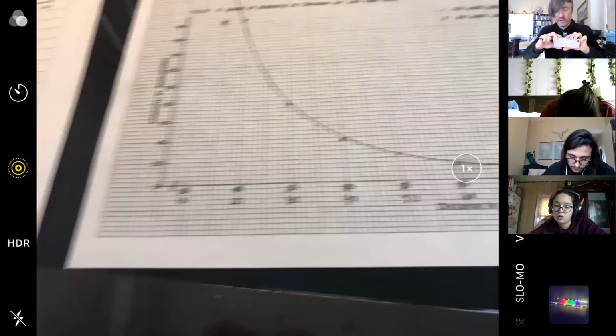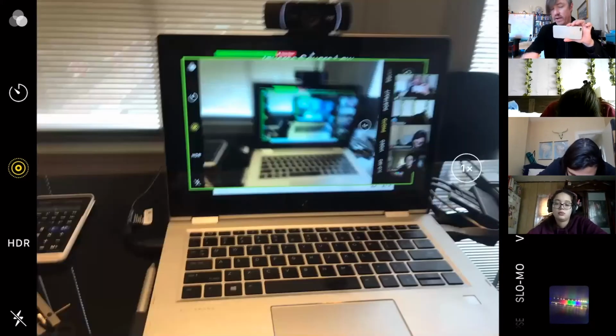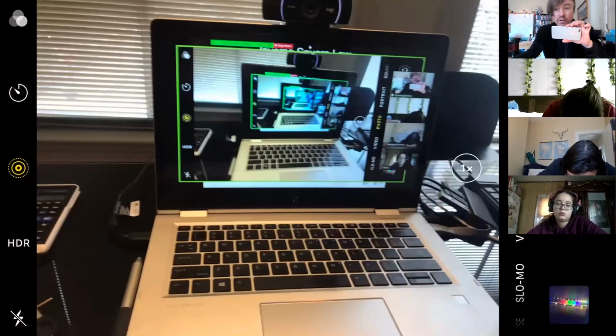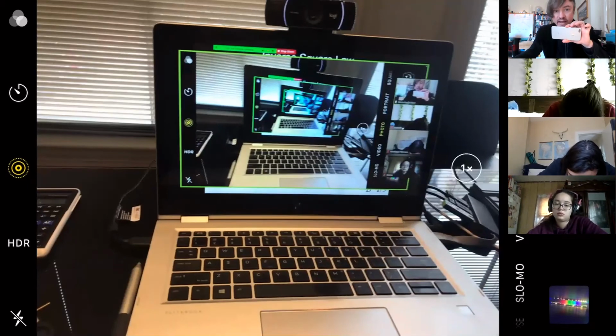Why don't we compare this to the graph of 1 over x squared in Google, and then I want to do a very quick analysis and then we're done.